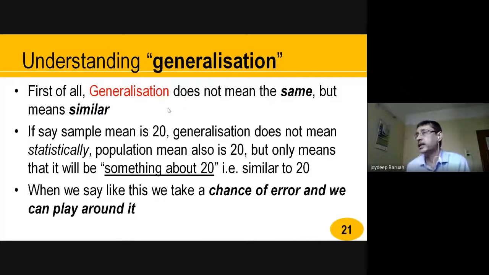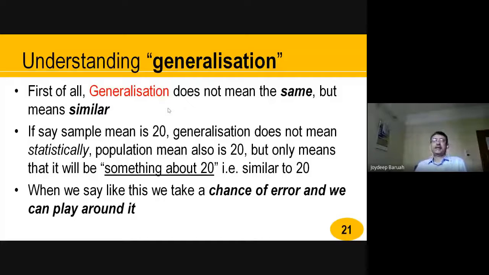So you are not saying that it is exactly going to be 20. If it is 20, then error is 0. There is no error. Whatever the sample value is, is the true value in the population, so there is no error. But you don't know. So since you don't know, we are not going to say that the sample value is exactly the population value, or that the population value is exactly the sample value, so that statistic and parameter are the same. We are not saying that.